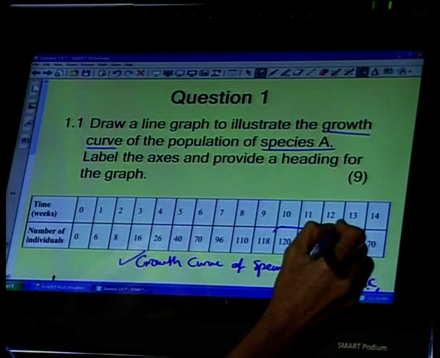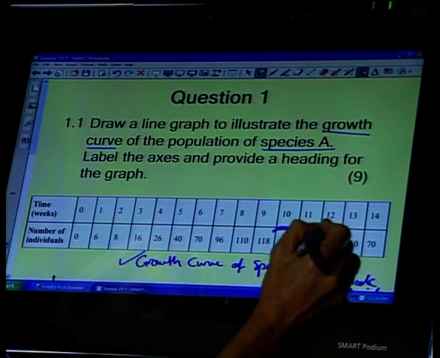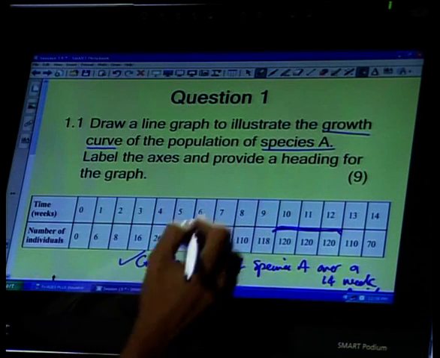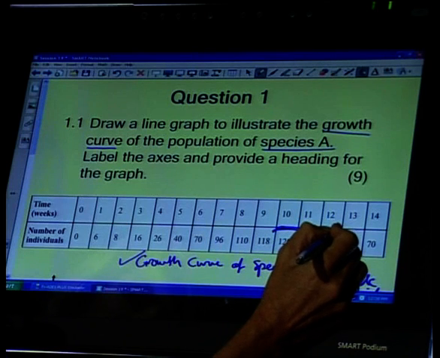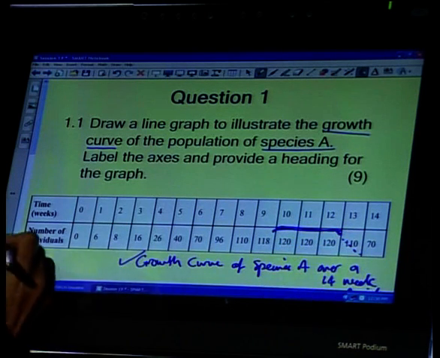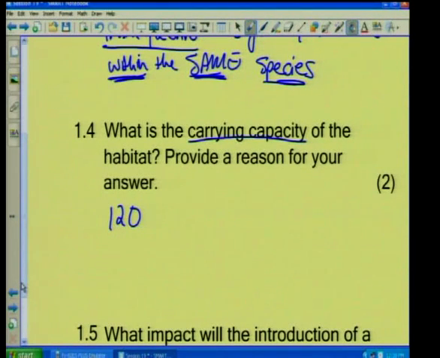There's your equilibrium phase. There you've reached the carrying capacity. And eventually, they now start to decrease. Okay, so it's 120, but 120 what? 120 organisms, or you can say 120 individuals of species A.